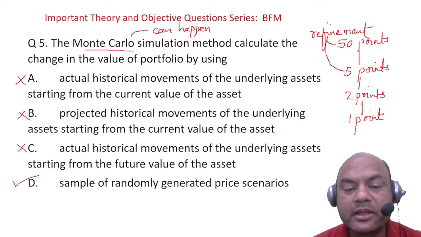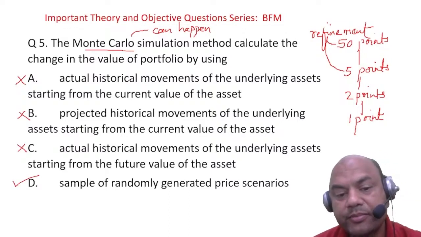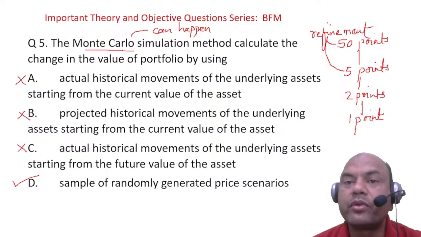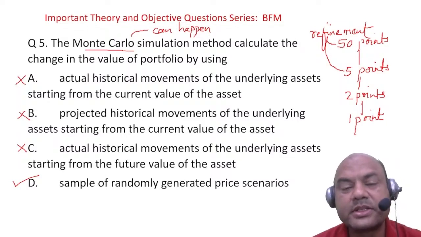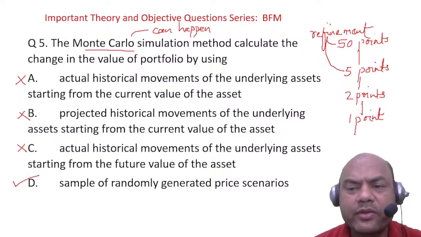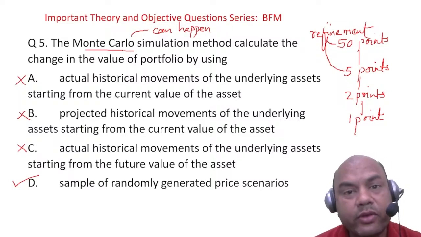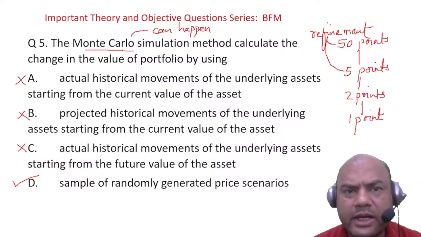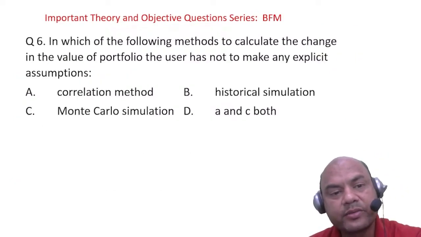Sample of randomly generated price scenarios. Remember, randomly generated, because Monte Carlo simulation is used for checking the future scenarios. These 50 scenarios will be randomly generated. Out of these, various thinkings will be done, discussions will be done, and then we'll come up with, here I've given the example of 5. We can come up with 25 first. From 25 we can come to 5. From 5 we can come to 2. That's the way it goes. So the answer is D over here.